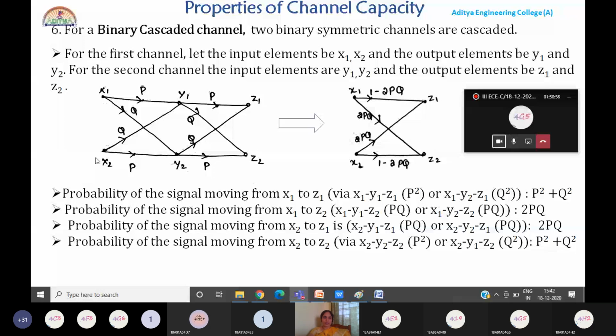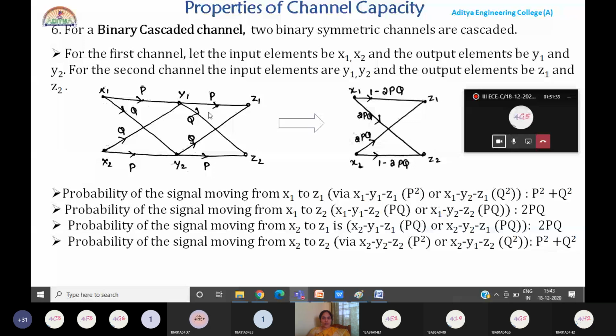Here we have two source elements and two destination elements. Two source elements are x1, x2 and two final destinations are z1, z2. So we have four possibilities. So x1 can move towards z1, that is the actual path, and sometimes x1 data may move towards z2. So we have represented the corresponding possibilities of paths because it is a cascaded channel. It is not an individual channel. It is a cascade of two channels. So it has to move through an intermediate path.